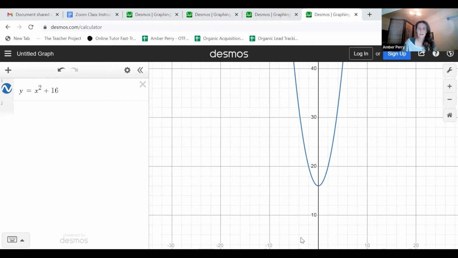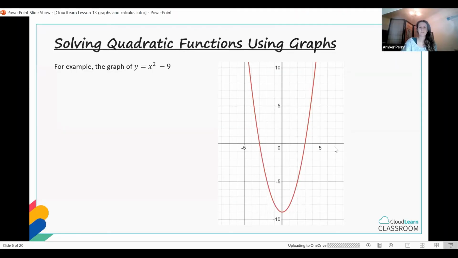Okay, so those are examples of your quadratic graphs. And that's hopefully something you'll be able to recognize. We've talked about solving them now, okay?